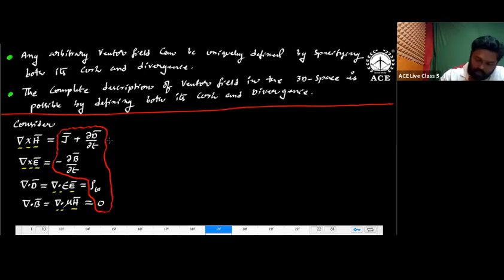And what are these? These are the sources. What are the sources? There are two types of sources. One is charge, the other one is currents.